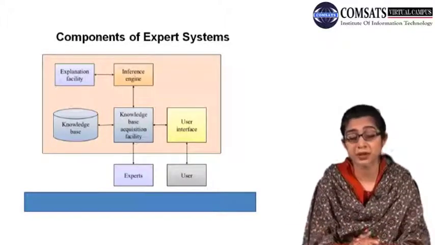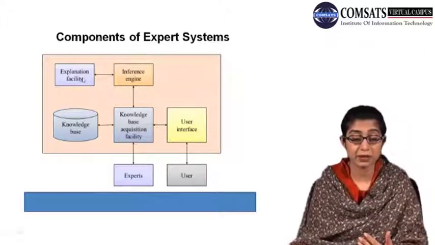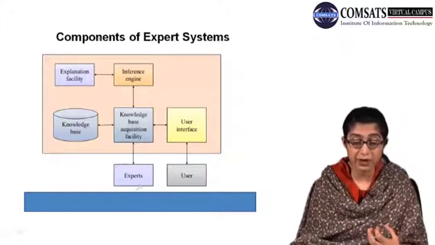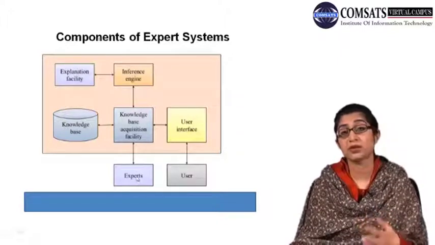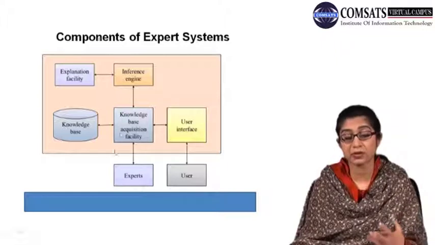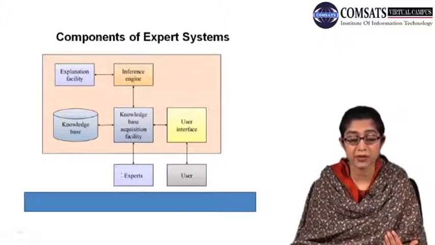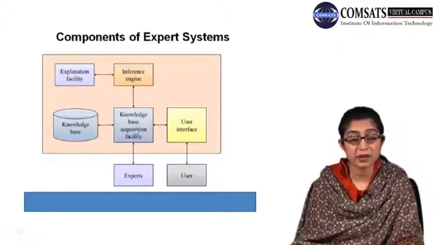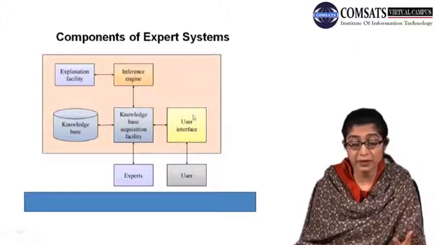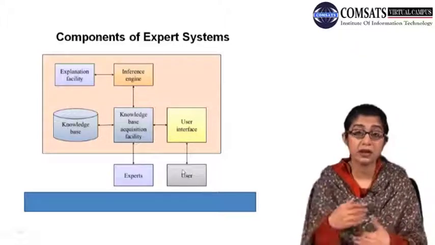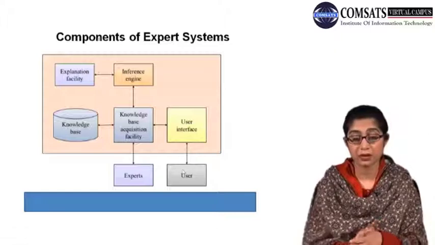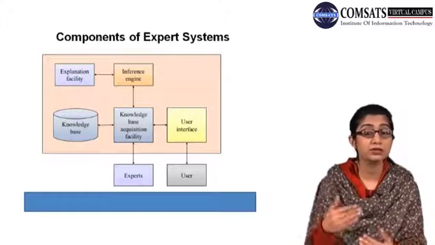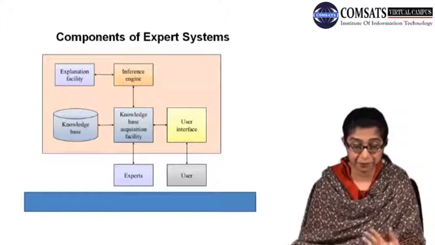So the components of expert systems are the following. We have the explanation facility, inference engine, knowledge base, acquisition facility. That means through which interface the knowledge is being put into the knowledge base. Experts put their knowledge into a system. And again there's a user interface which the users use to interact with the expert system.